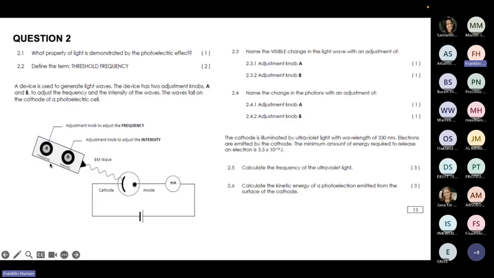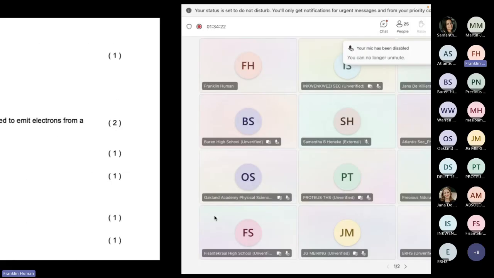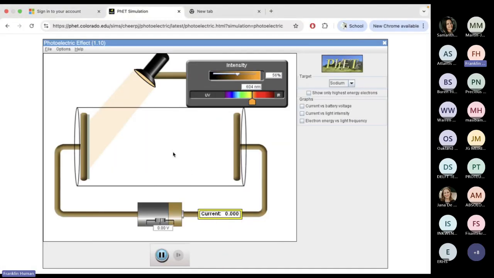And then next one, adjustment knob B. So in other words, changing the intensity. The number of photons hitting the cathode increases or decreases. And we actually showed that in our simulation. Let me show you what I'm talking about. Okay, so I am going to turn the intensity down.